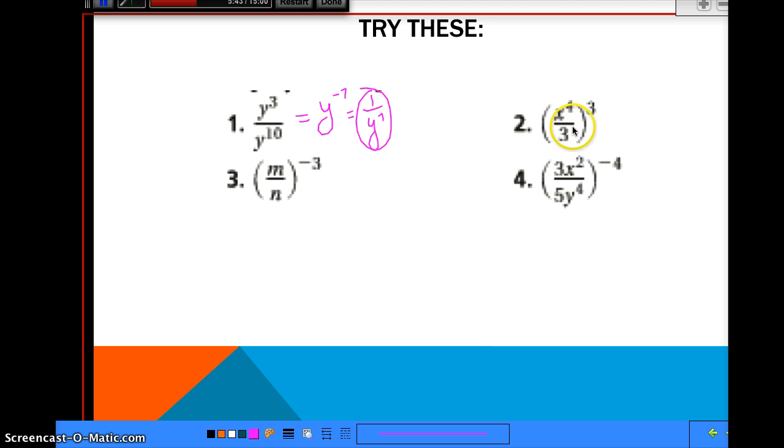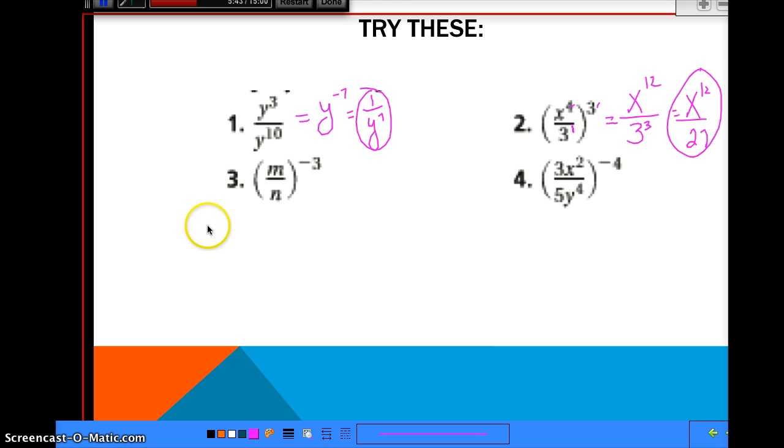Number 2, this third power is applying to both numerator and denominator, so we're going to have x to the 4 times 3 is 12, power on a power, and 3 to the first raised to the third would be 3 times 1 would be 3. So we end up with x to the 12th divided by 3 to the third is 27.